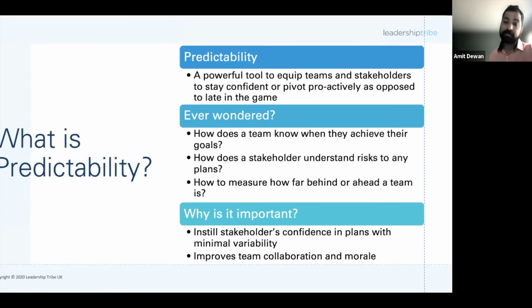So again, data and conversations, communications, synchronizations, different ways to address some of these needs of the organizations. And again, there's no right or wrong way of doing it, as long as it helps drive that proactive understanding of where we are and how we drive this forward. That's really what predictability is about. Why is it important? I think someone said earlier, the trust and confidence. So instill stakeholders' confidence in plans with minimal variability, improves the team confidence and morale.